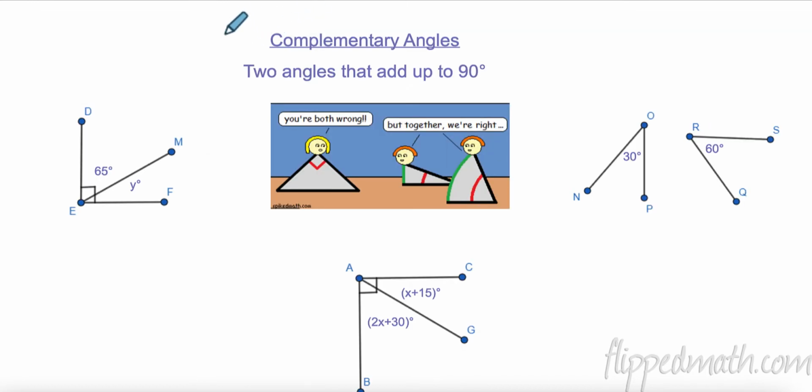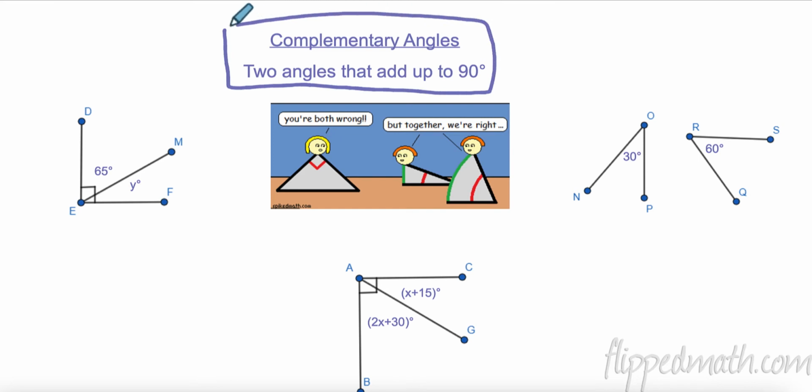All right, now we're going to talk about some special angle pairs. The first kind is called complementary angles. No, these are not angles that are very nice to each other. They're 2 angles that add up to 90 degrees. Okay? So 2 angles that add up to 90 degrees.